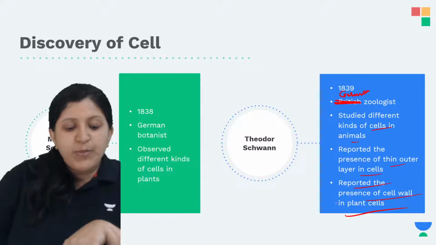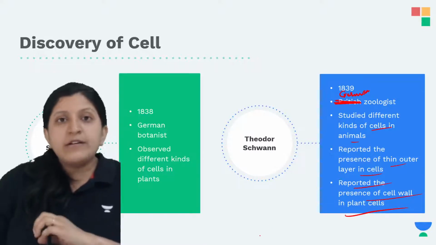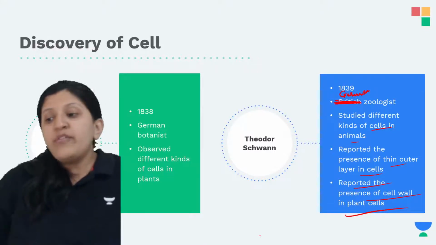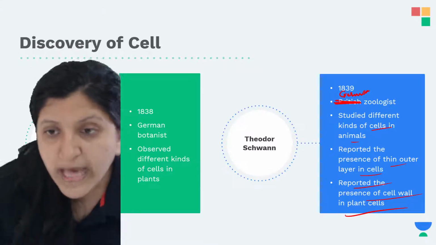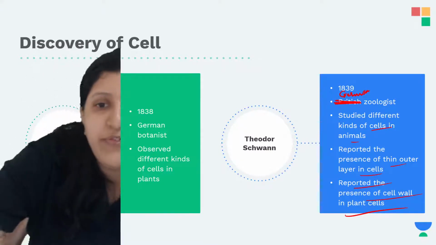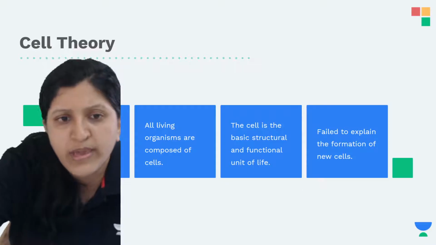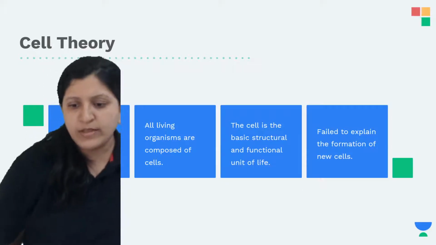It was proposed by Schwann and Schleiden in the year 1839. Rudolf Virchow, when we mention, that is in the year 1858, or you can see this one. I'll just explain this to you.